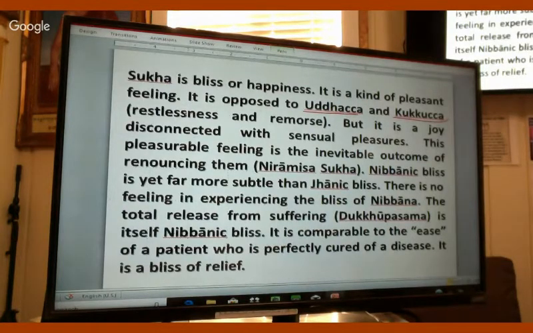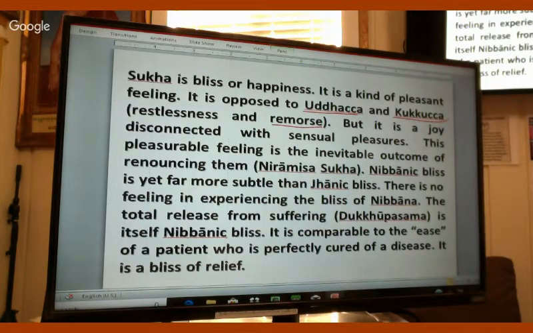Uddhacca means restlessness, wandering a lot. And then kukkucca means remorse. Remorse is a kind of worry about what you have already done or not done. At that time, the mind is not happy, isn't it? Sukha is opposed to that situation. If you have sukha, happiness or a pleasant feeling in your mind, there's no restlessness and no remorse.